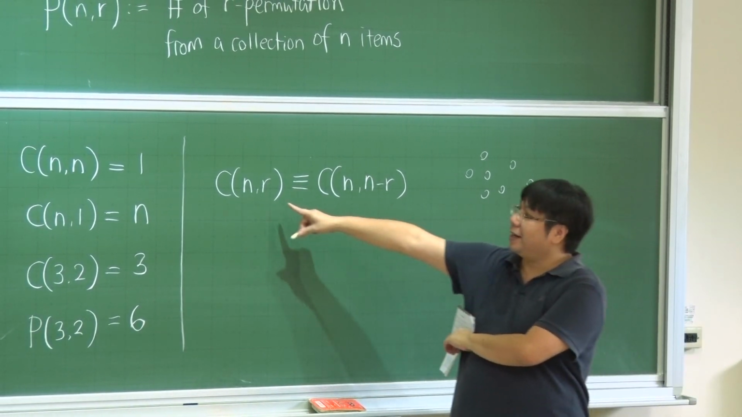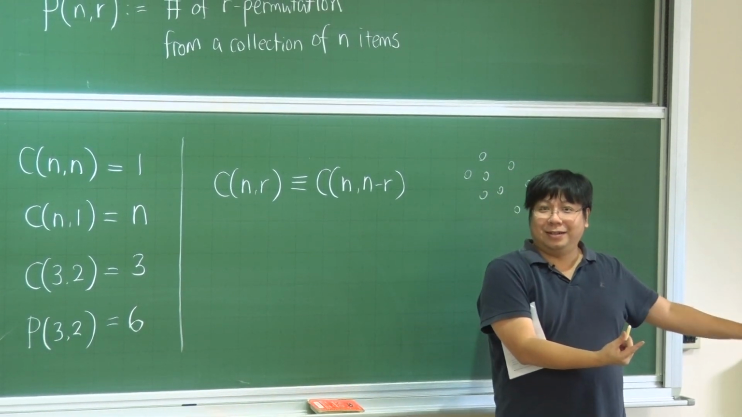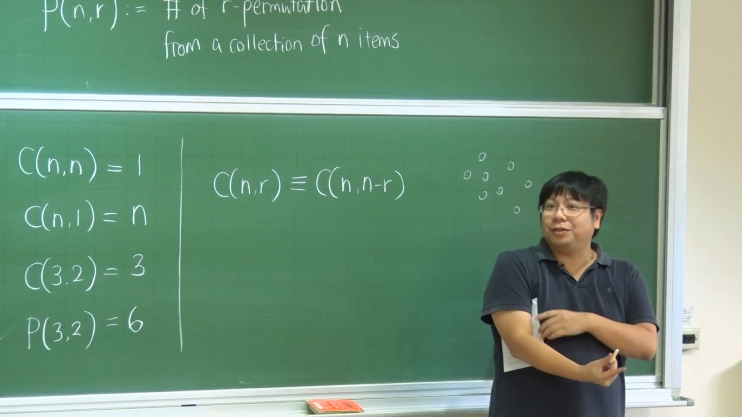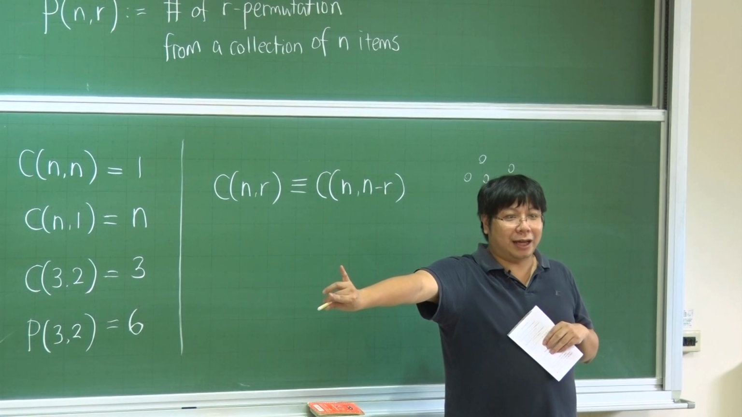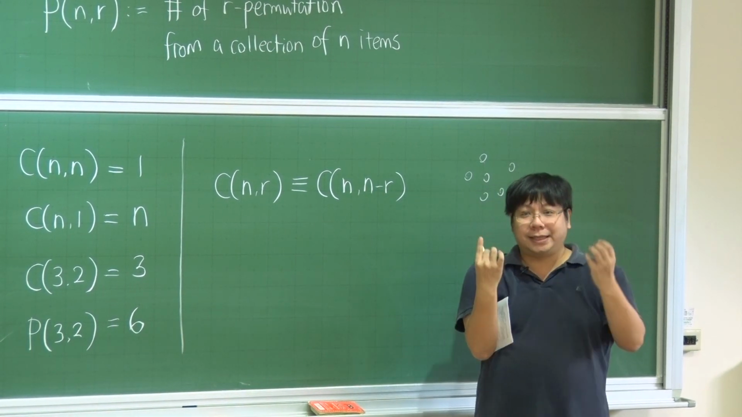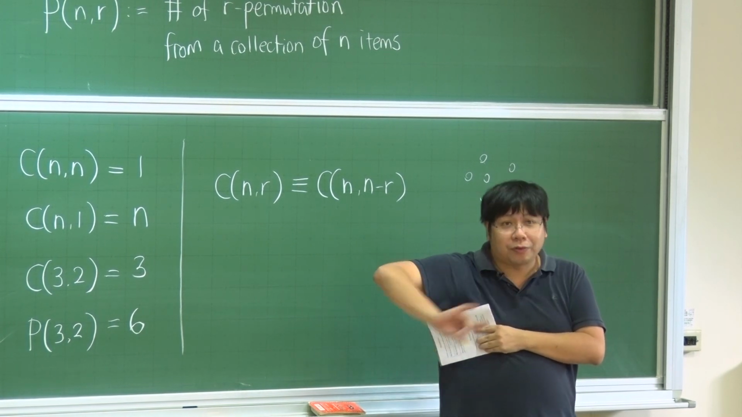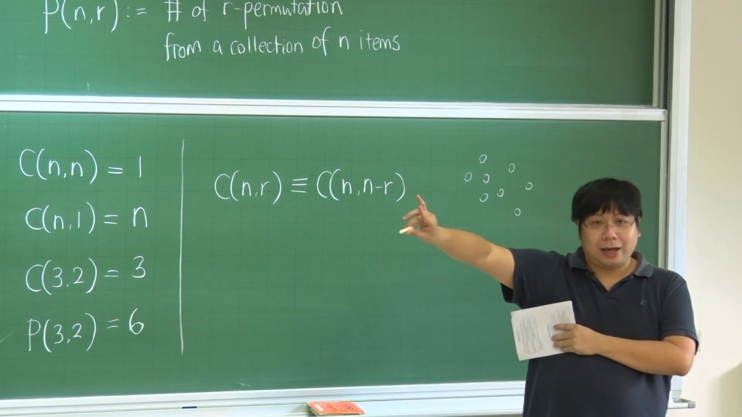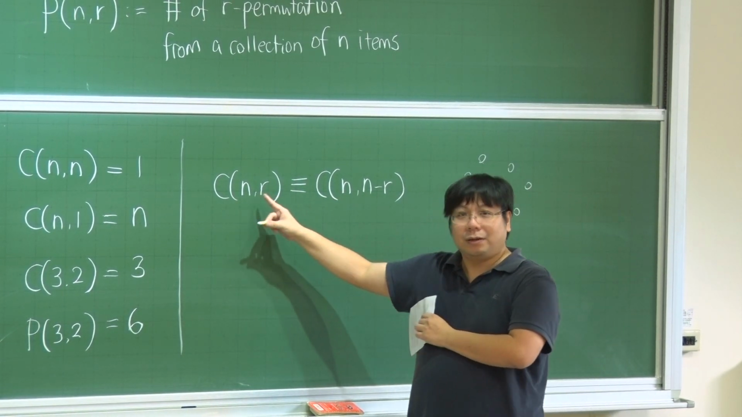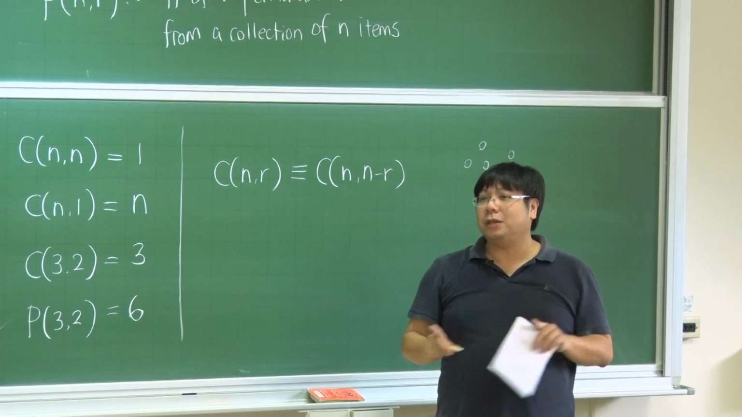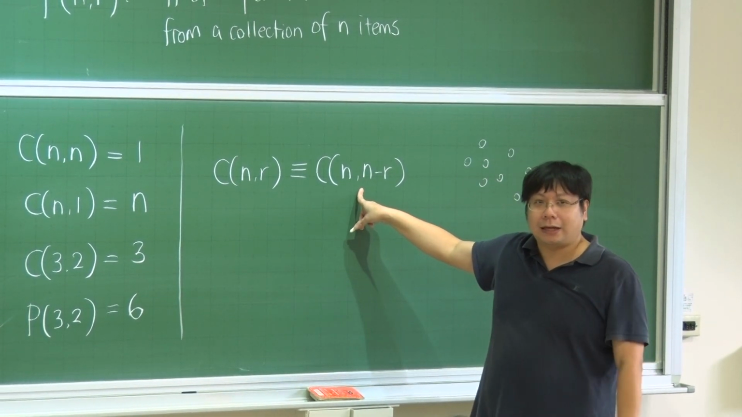So here, the number of ways to select r things to put in my bag is exactly the number of ways to select n minus r things to throw away. Each time you are thinking of selecting r things, it is like selecting n minus r things to throw away. Is that okay? So we call it a one-to-one correspondence, a one-to-one mapping from this selection into this selection.